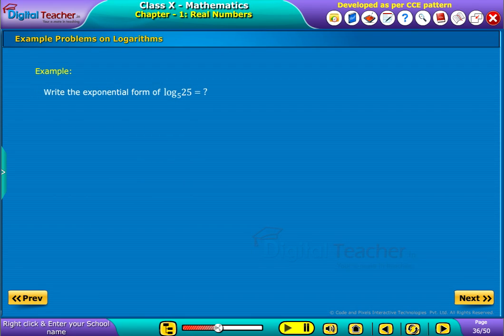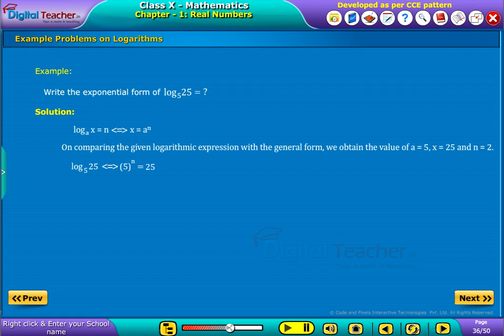Write the exponential form of log 25 to the base 5. Solution: recall that if log x to the base a is equal to n, then x is equal to a power n. On comparing the given logarithmic expression with the general form, we obtain the values of a, x and n as shown on the screen. So the base 5 should be raised to the power of 2 to obtain the number 25.